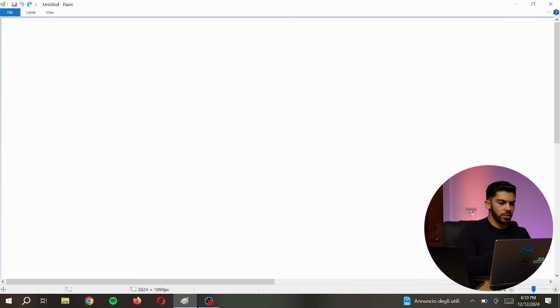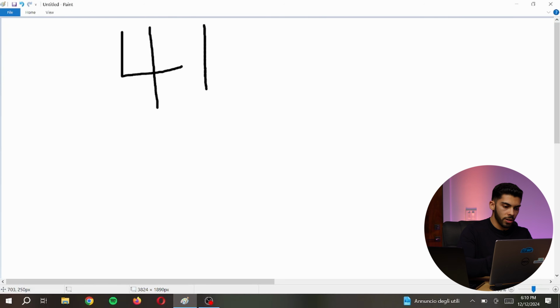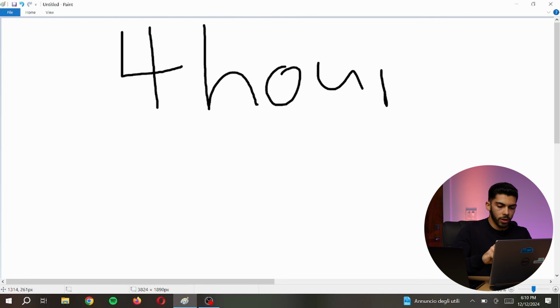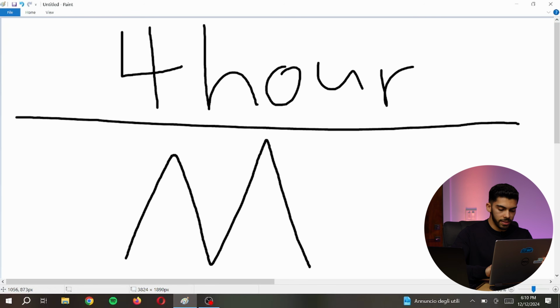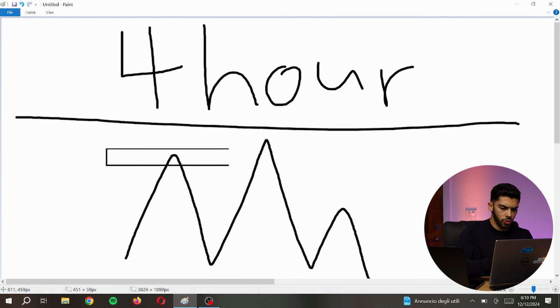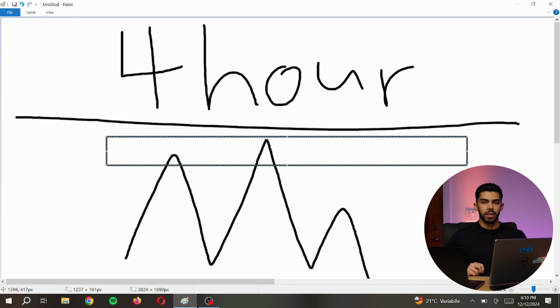The first thing that we're going to do is to only mark zones on the 4 hour time frame. This is the time frame we're going to use for the trend, the direction, and most importantly, our zones. So the 4 hour time frame is how we find areas like these where price is most likely to reject off of, and this is where we can look for our trades.